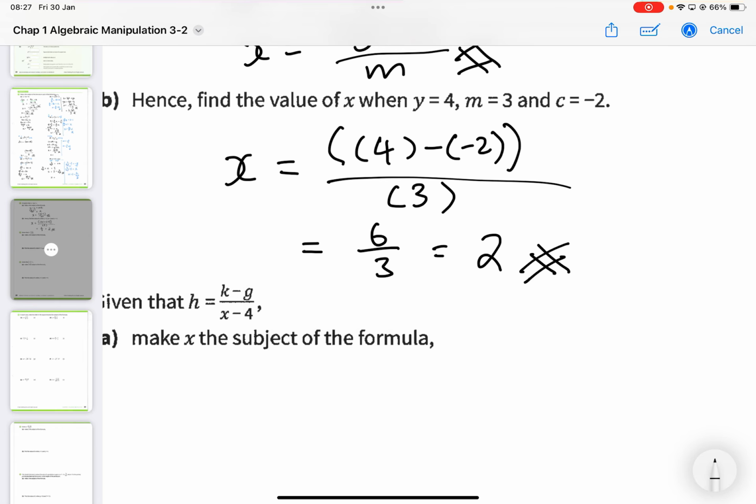Okay? So substitution, make it a habit. Always substitute with a bracket. And all the other things don't change.